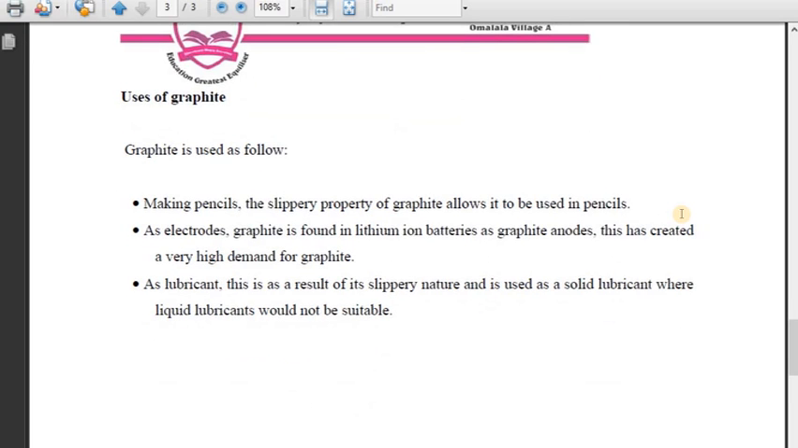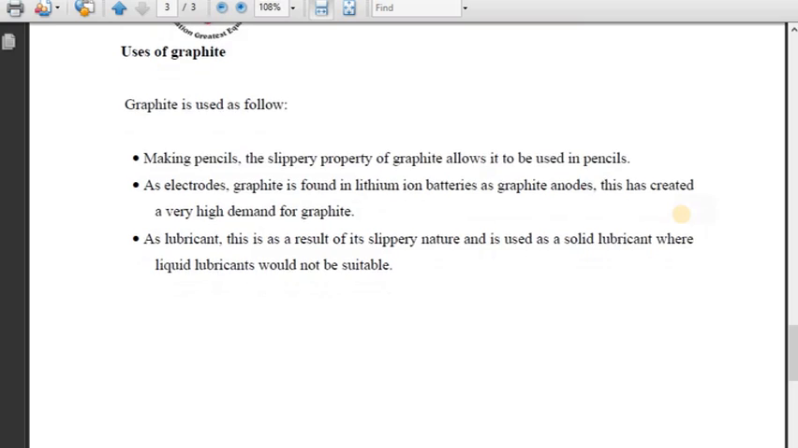Everyone is always looking for power. Where can I charge my phone? I think that's the first thing that people think about whenever they get somewhere. Is there power here? Where can I charge my phone? And then the next thing is, is there Wi-Fi? So electrodes: graphite. Electrodes are made of graphite because it's able to conduct electricity.